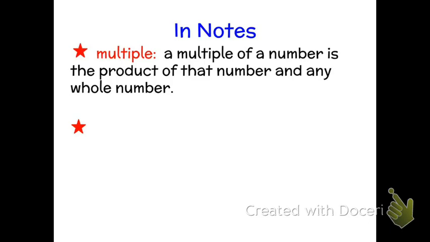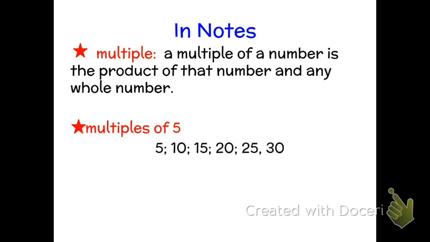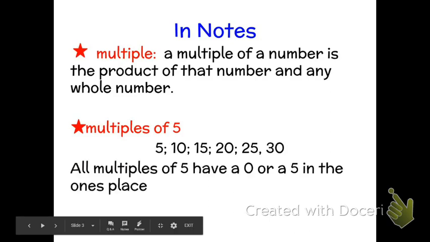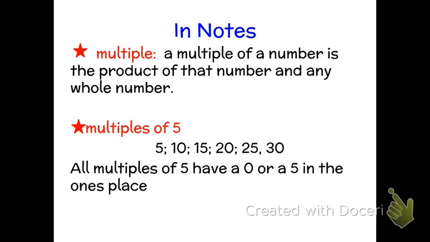A multiple of a number is a number that is the product of that number and any whole number. The multiples of 5, for example, are 5, 10, 15, 20, 25, and 30. So when I'm doing my multiples, what I'm thinking about are all of the answers, because that's what product means, answers to my multiplication problem. So looking at 5, 5 times 1 is 5, 5 times 2 is 10, 5 times 3 is 15, 5 times 4 is 20, 5 times 5 is 25, and 5 times 6 is 30.